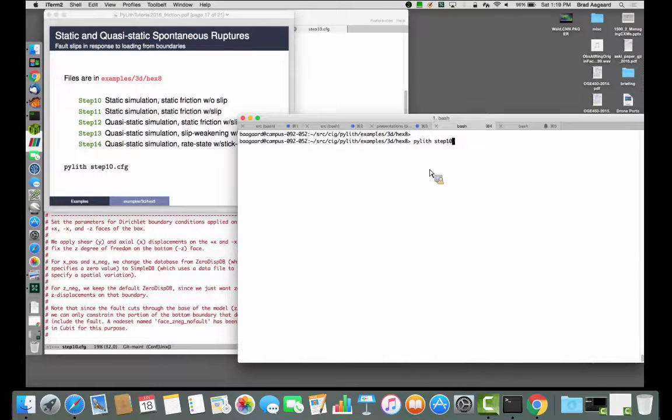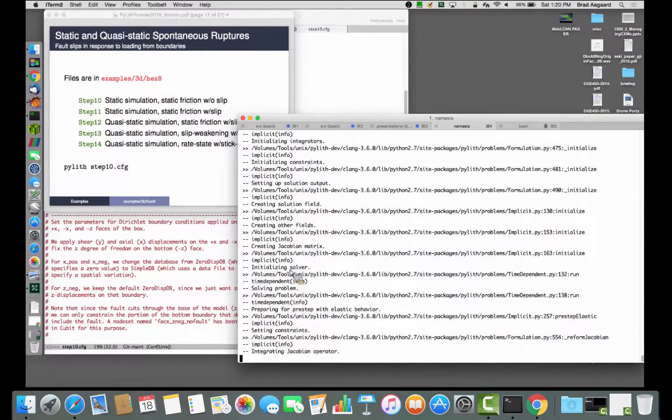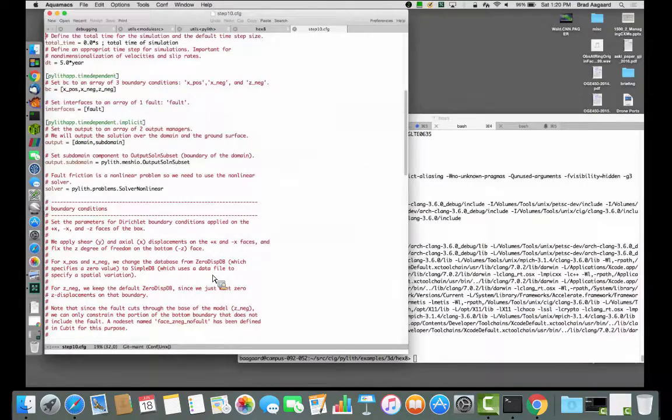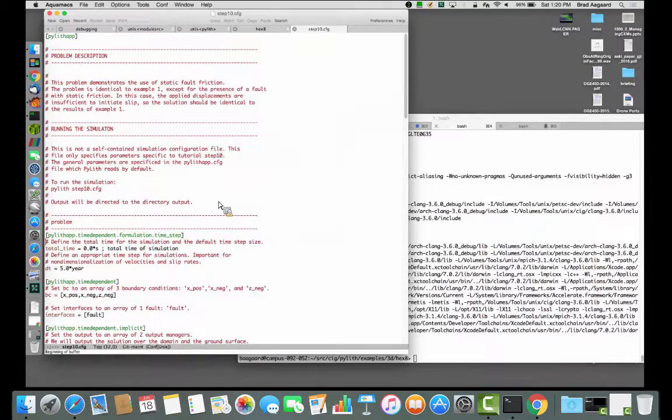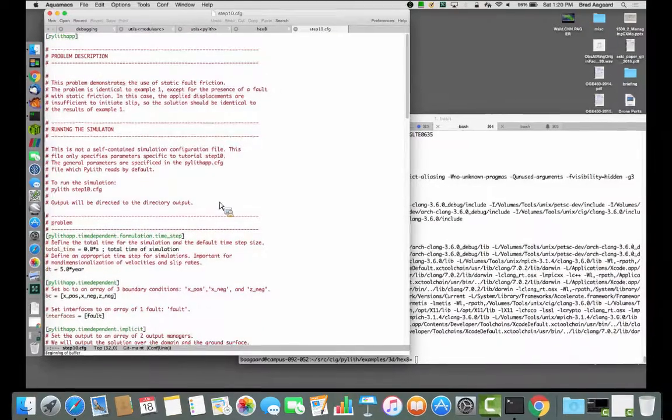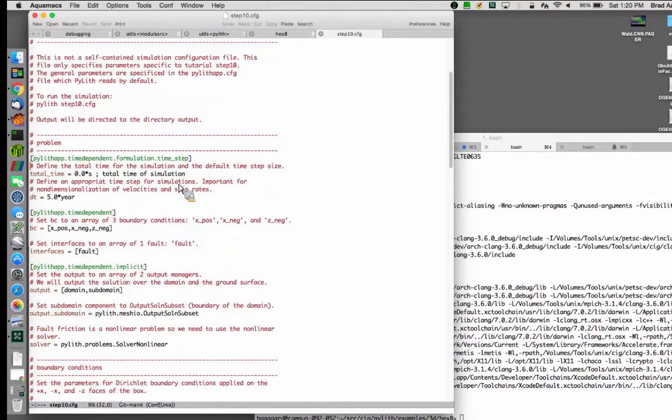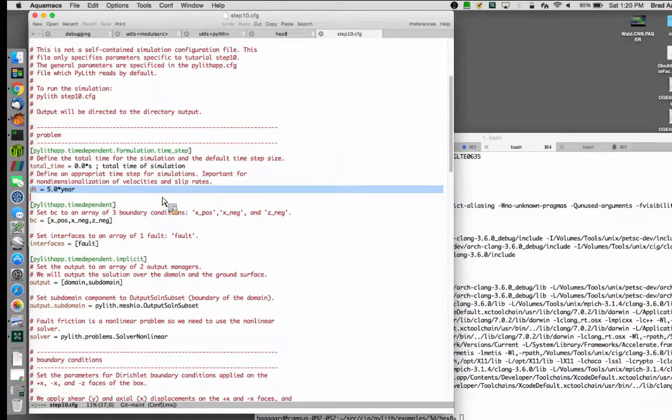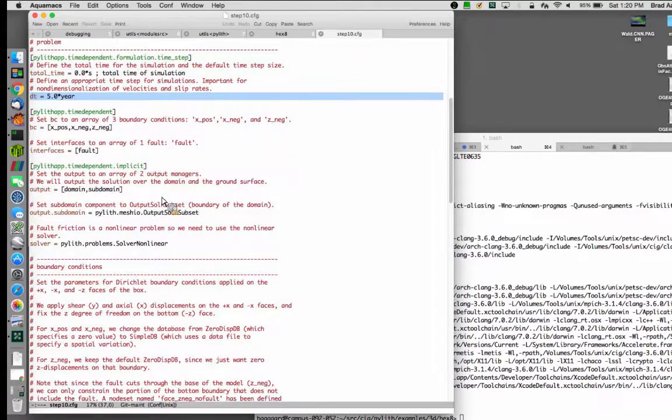So PyLith step10.cfg. First let's look at what'll run, but first, here's step 10 on the screen. So I have a static simulation, total time equals 0. I give it a dt of 5. This helps non-dimensionalize the slip rates that show up in our internal solve for the fault friction.